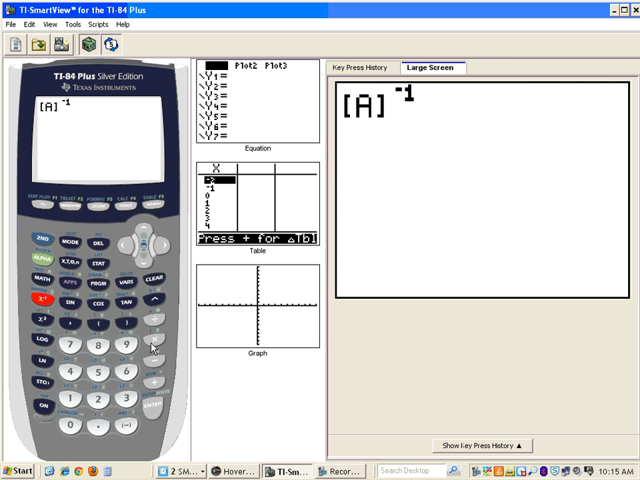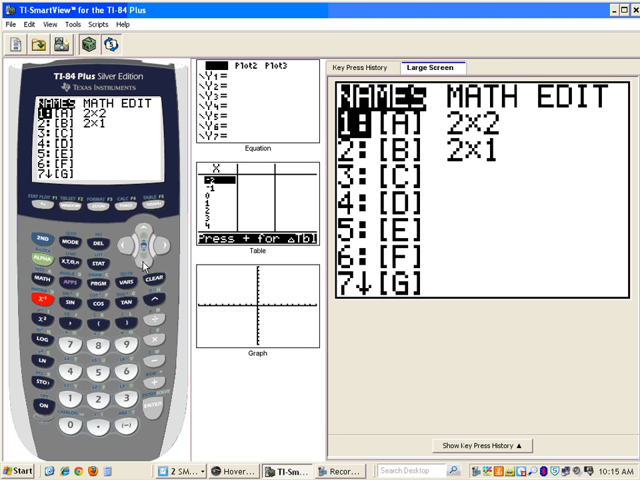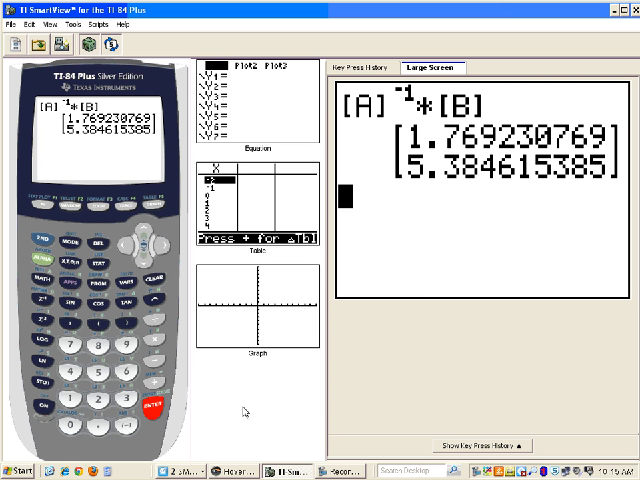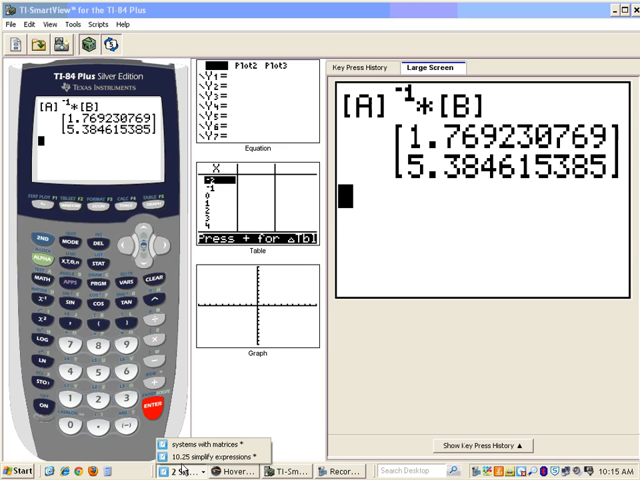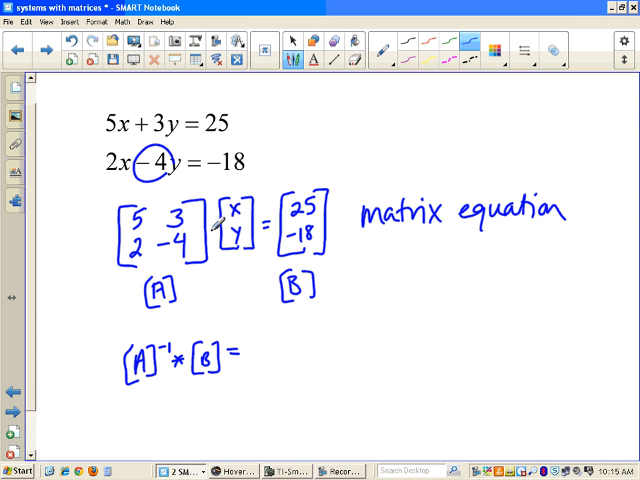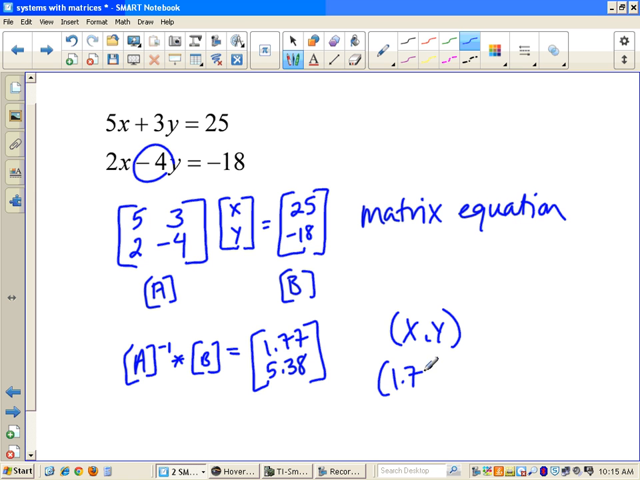I'm going to do matrix A to the -1 power times matrix B, and I get some decimals, and that's fine, but what you want to do is write down on your paper, maybe round it to 2 or 3 decimal places. I might round this to 1.77 and 5.38. So back to the systems page. My answer is 1.77 and 5.38. Or interpret that as an XY coordinate point, 1.77, 5.38.